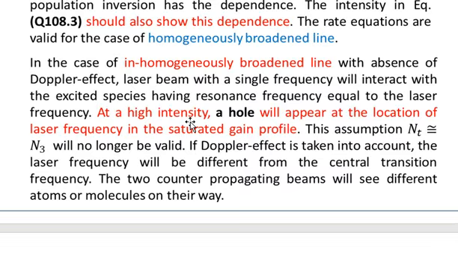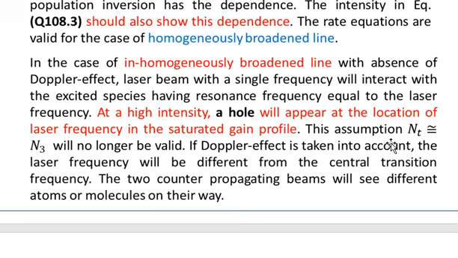At a high intensity, a hole will appear at the location of the laser frequency in the saturated gain profile. We have also discussed the hole burning process in one of our previous slides. So here we are just commenting that at a high intensity, a hole will appear at the location of the laser frequency in the saturated gain profile.